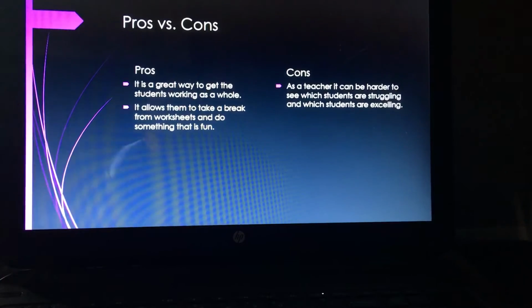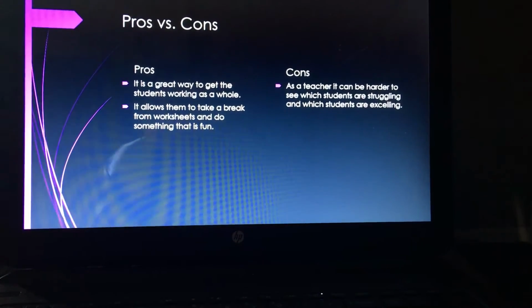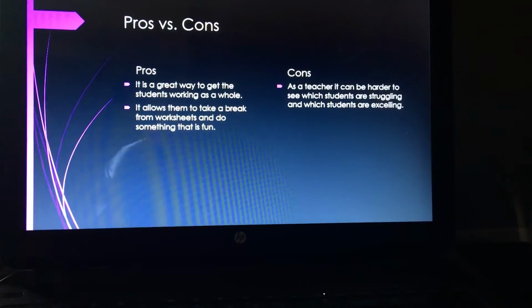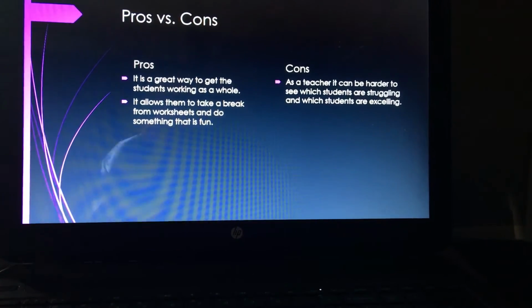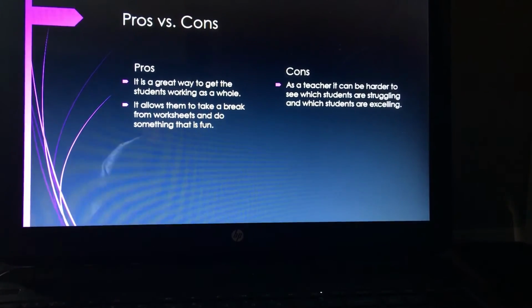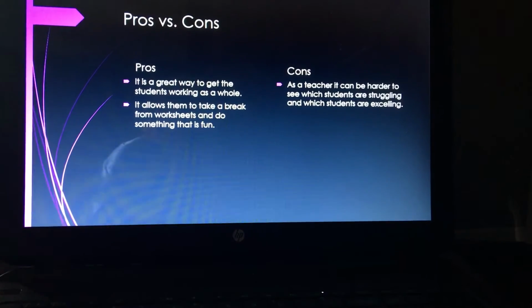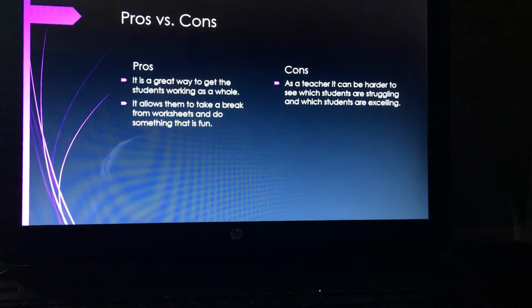The cons. As a teacher, it could be harder to see which students are struggling and which students are excelling. So you may have a handful of students that love interactive writing assignments and can do them with ease, but then you're going to have some students that struggle. And if you do it as a whole, it'll be harder for you to identify those students.